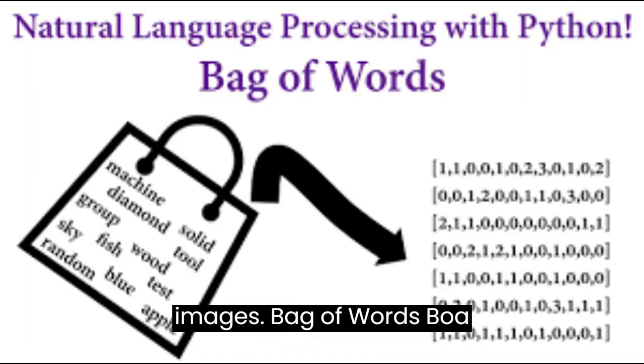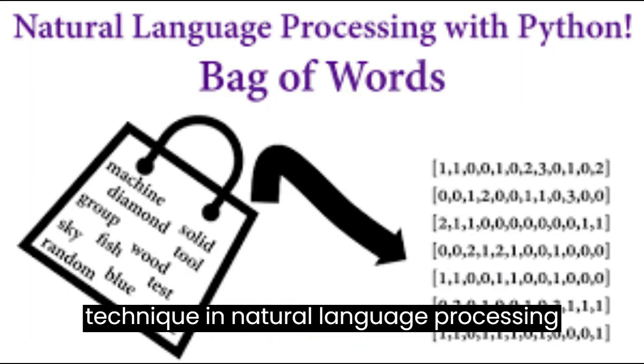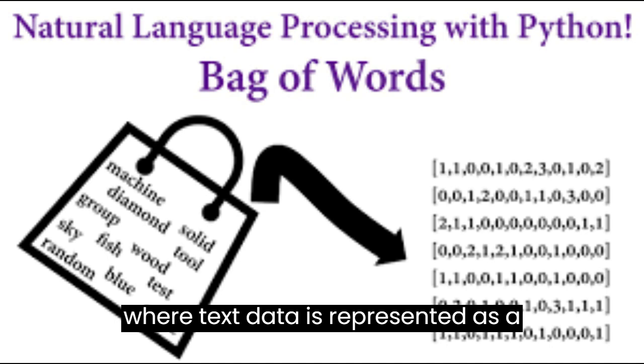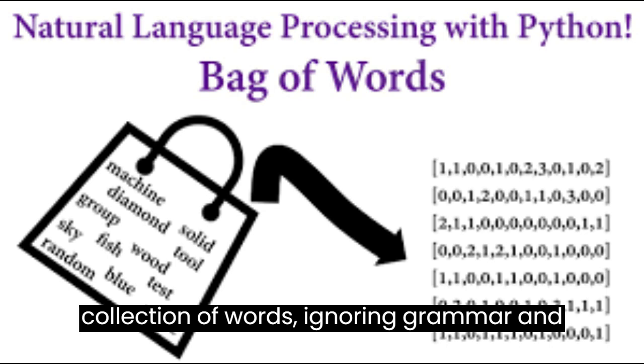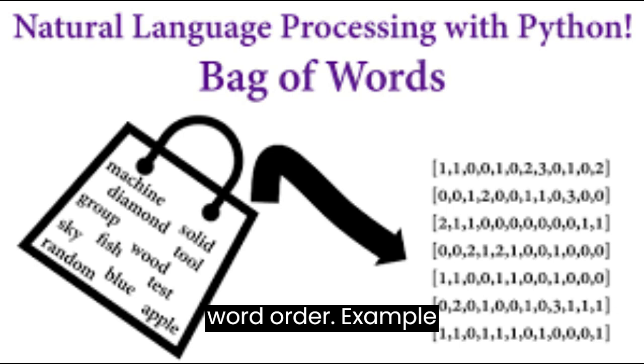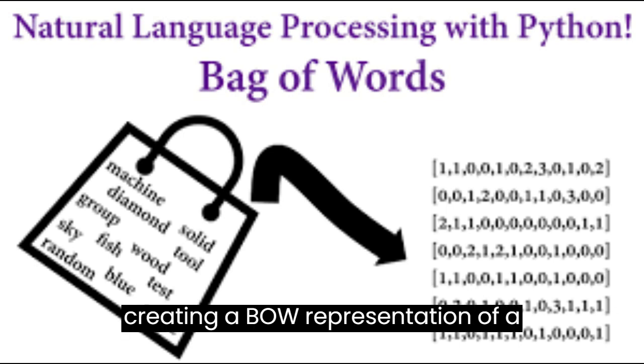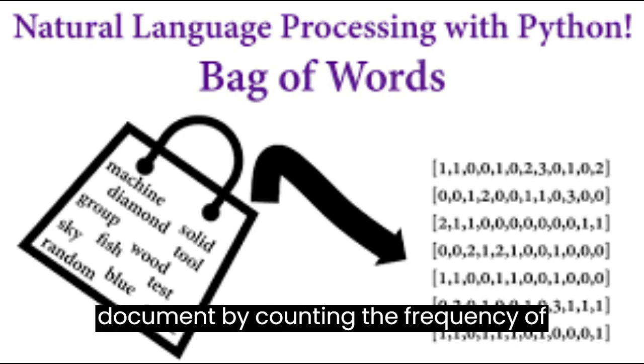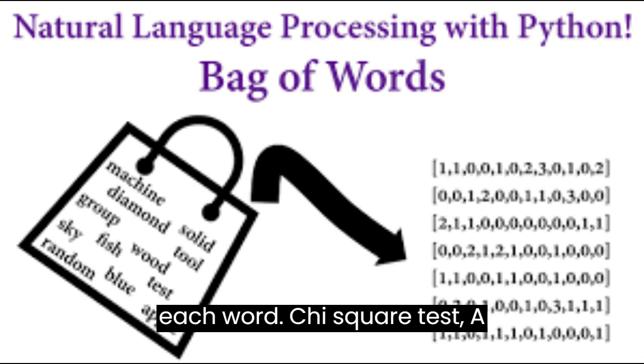Bag of words, BoW, a technique in natural language processing where text data is represented as a collection of words, ignoring grammar and word order. Example: creating a BoW representation of a document by counting the frequency of each word.